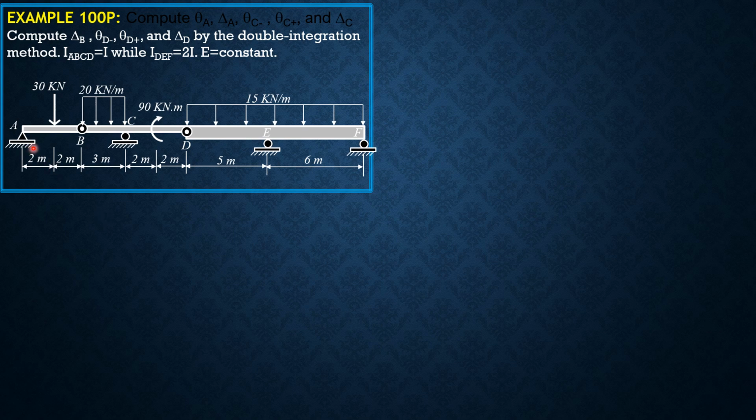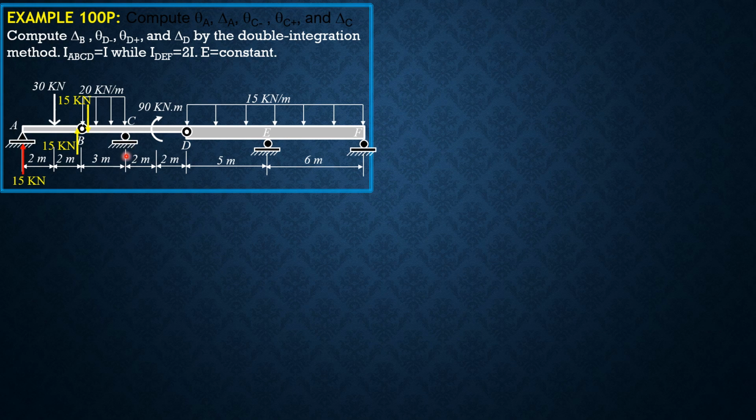So first, let's consider AB because the load is at the center. Therefore, its vertical reactions at A and B will be half of 30, so 15 kilonewtons as shown in the figure. By action-reaction, we transmit 15 kilonewtons to the right, to B downward. Then next, we consider BCD to solve for the reaction at C.